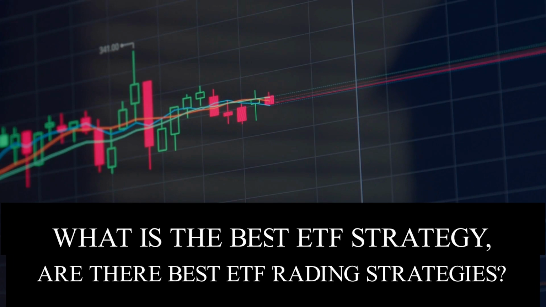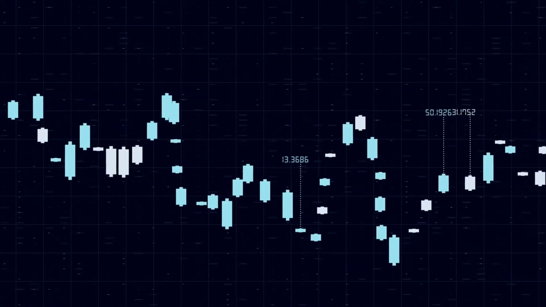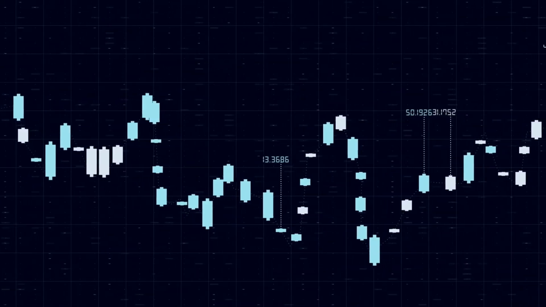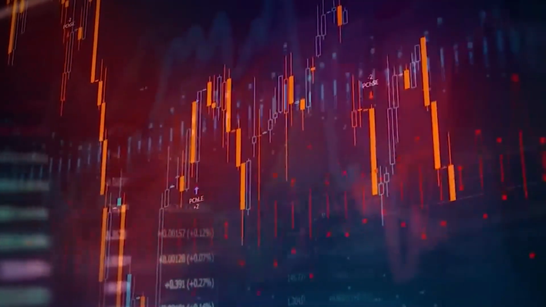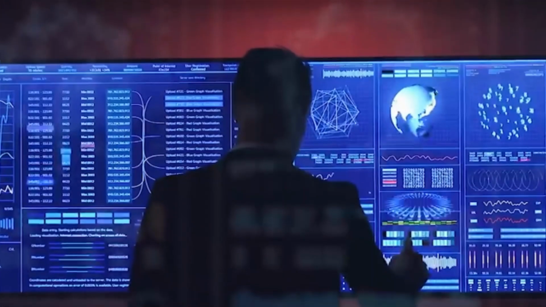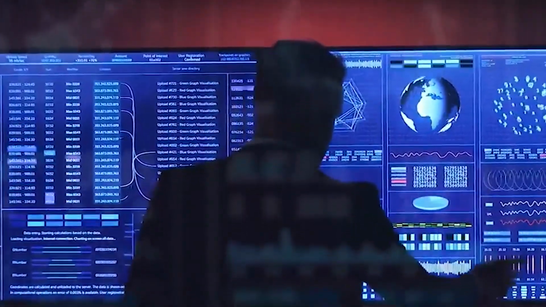What is the best ETF strategy? Are there best ETF trading strategies? There is no best ETF trading strategy. Instead, you want to have many trading strategies that trade different ETFs, different time frames, and different market directions, both long and short. The power is in diversification and strategies that complement each other.